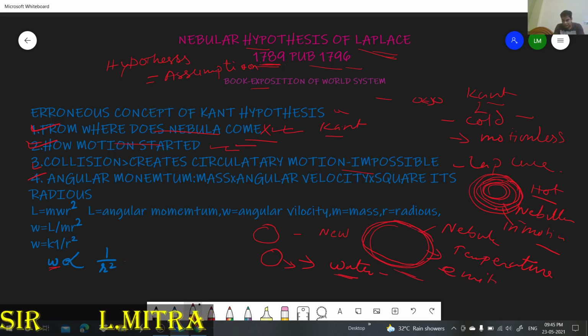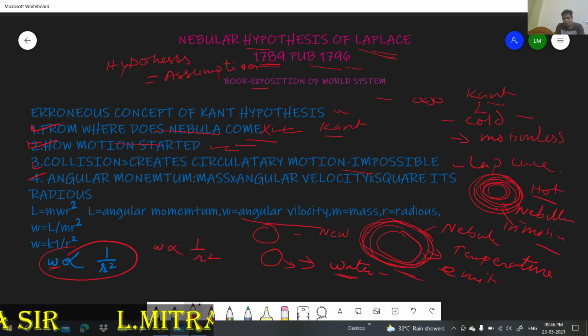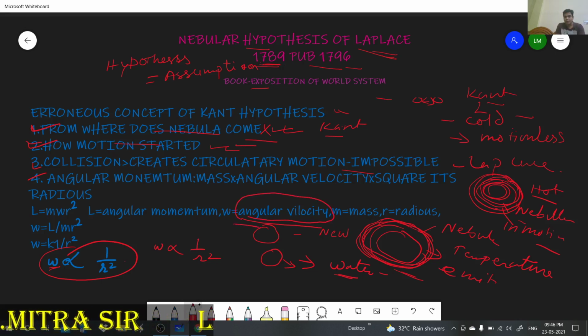So what happens is, as the nebula emits heat, it contracts, which means the size of the nebula decreases. If the size decreases, the angular velocity increases, because on the basis of the theory we already discussed, angular momentum has an inverse relation with r squared. So the radius is reduced, and due to this fact the angular velocity increases.